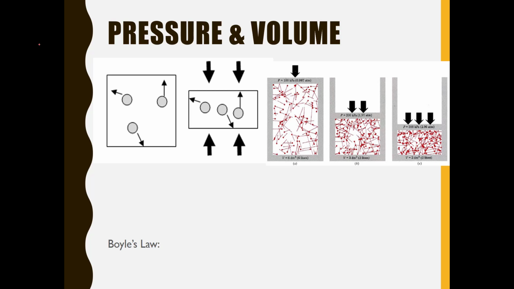So now that we've talked about gases and their behavior versus ideal or real, what we're going to look at here is pressure and volume. And we're going to talk about the different variables that affect the behavior of gases. So looking at the first, we're going to look at the relationship of pressure and volume.